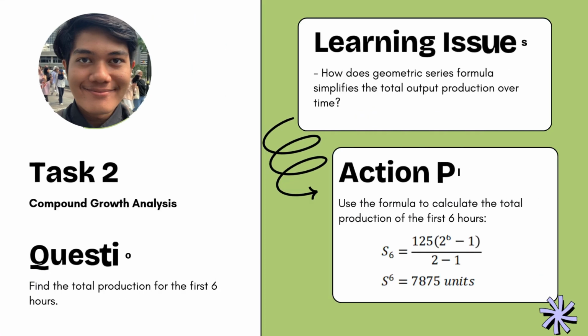So how does the geometric series formula simplify the total output production over time? We use the formula to calculate the total production of the first 6 hours, which is S_6 equals 125 times 2 to the power of 6 minus 1, divided by 2 minus 1, which will be 7,875 units.